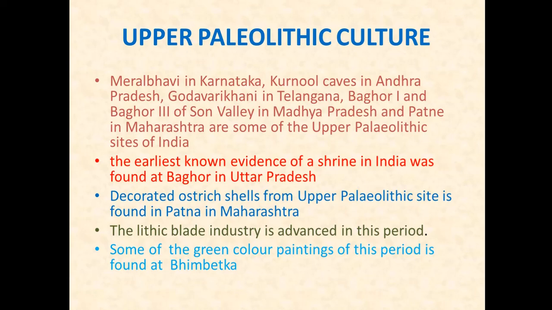Maralbavi in Karnataka, Karnool caves in Andhra Pradesh, Godavarkani in Telangana, Bahar 1 and 3 of Sun Valley in Madhya Pradesh, and Patna in Maharashtra are some of the few Upper Paleolithic sites of India. The earliest known evidence of a shrine in India was found at Bahar in Uttar Pradesh. Decorated ostrich shells from Upper Paleolithic sites are found in Patna, Maharashtra.